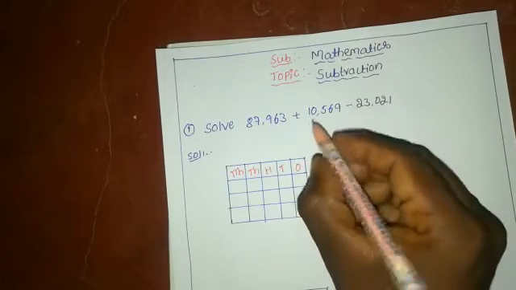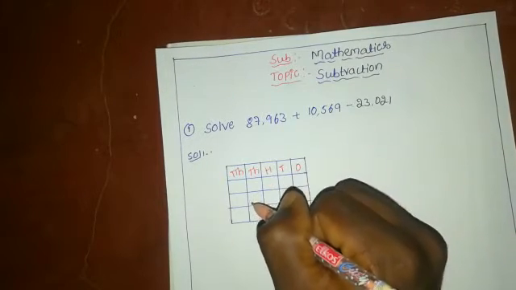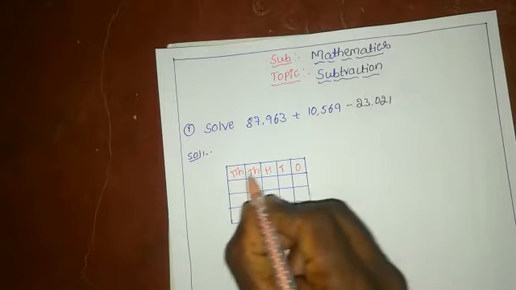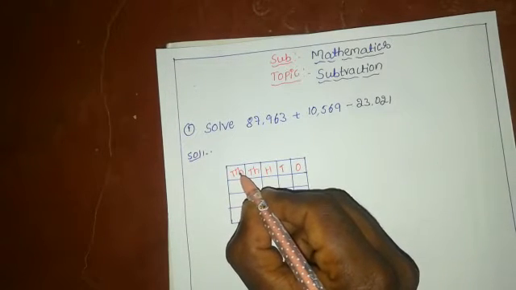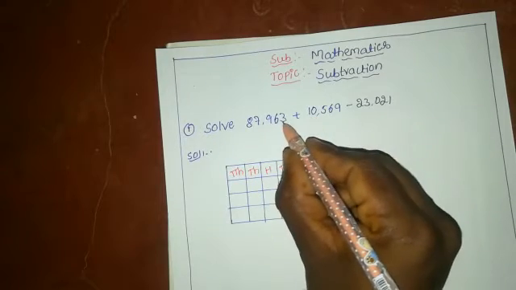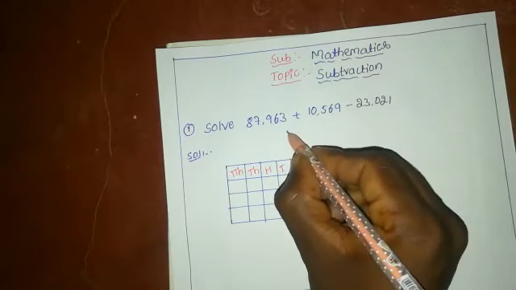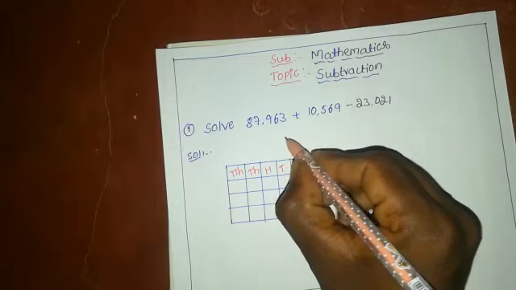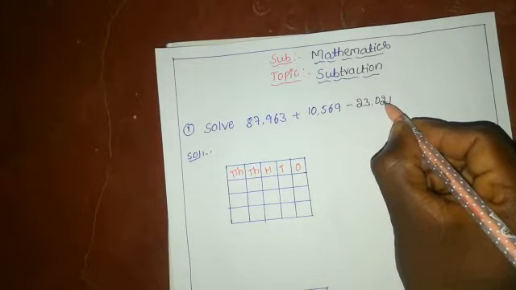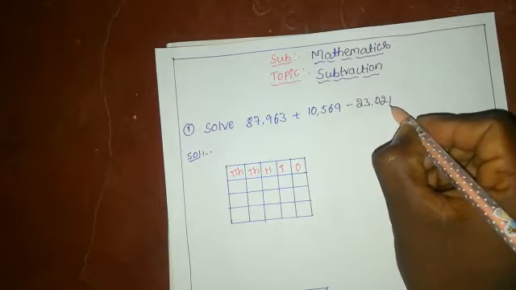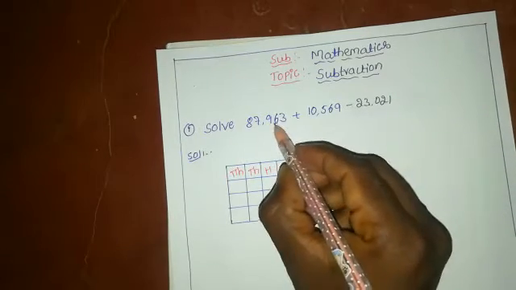We know that at first we have to draw the place value chart. This is your place value chart, that is ones, tens, hundreds, thousands and ten thousands. Now we have to add these two numbers and we get a sum. From the sum we have to subtract 23,021, then we finally get the final answer. At first we have to add these two.